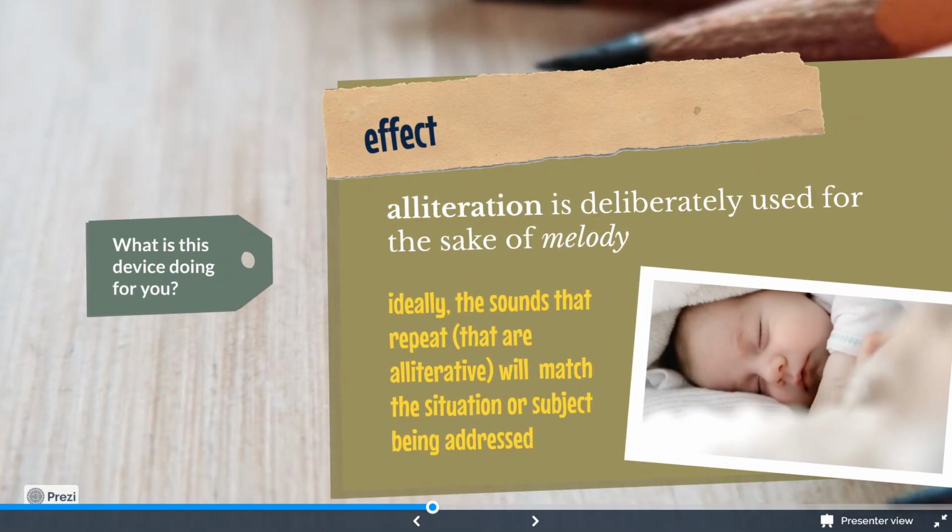So let's talk about alliteration's effects. Alliteration is deliberately used for the sake of melody. In other words, your listener or reader will find something pleasing in detecting, even if it's barely detectable, a sound pattern or rhythm in your choice of words. They'll hear that the letters and syllables sound good when you put them together.